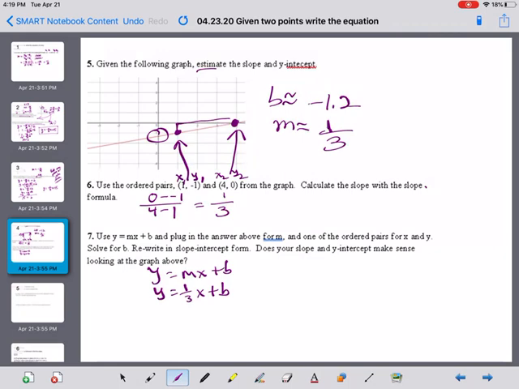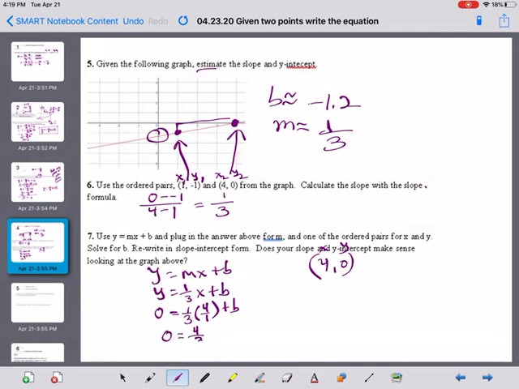Now pick either of the ordered pairs. I'm going to pick 4, 0, because I like working with 0, but you could do both and you should get the same answer for both. So on a test, you could try both. Now we're going to put the 4 in for x and the 0 in for y. So 0 equals 1/3 times 4 plus b.